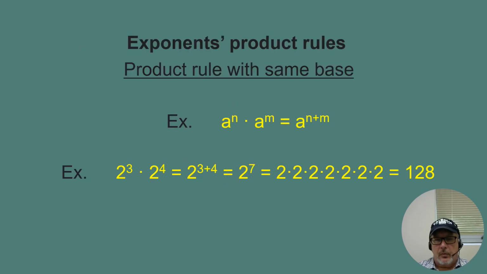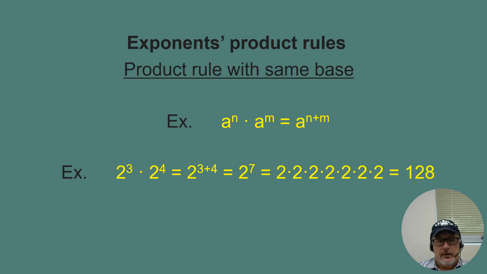How would we multiply two numbers that shared the same base, but each were raised to a different power? In the example here, you can see that if we had a raised to the n power multiplied by a raised to the m power, that is the equivalent of a raised to the n plus m power.